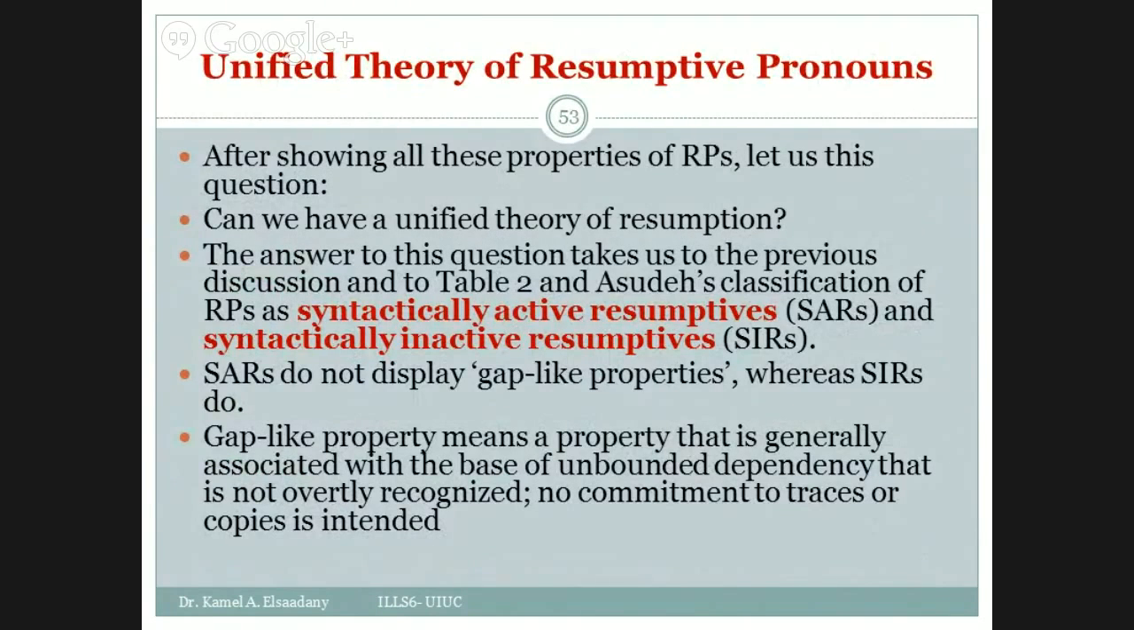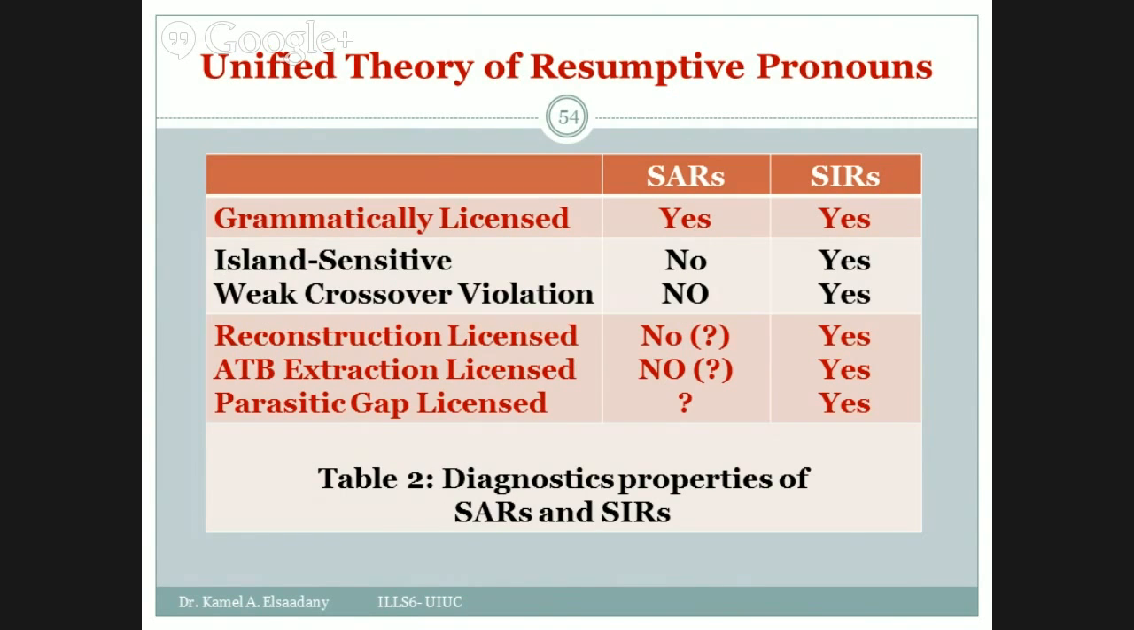So here we said the answer to this question, can we have a unified theory of resumption? The answer takes us to the previous discussion that I showed you in the table, and a Swedish classification like class 1, 2, 3, and 3.1 and 3.2 as syntactically active resumptives, SARs, and syntactically inactive resumptives, SIRs in this case. They are summarized also in the table, as you can see. So these are the two types of resumption.